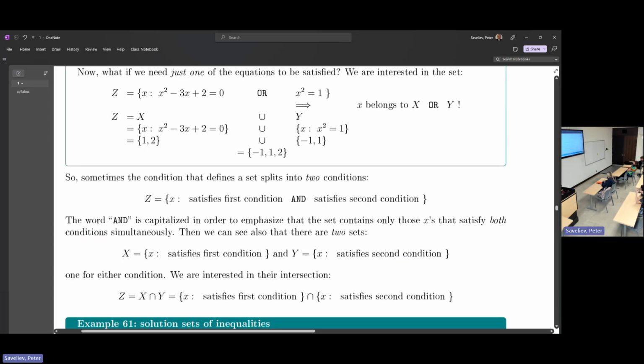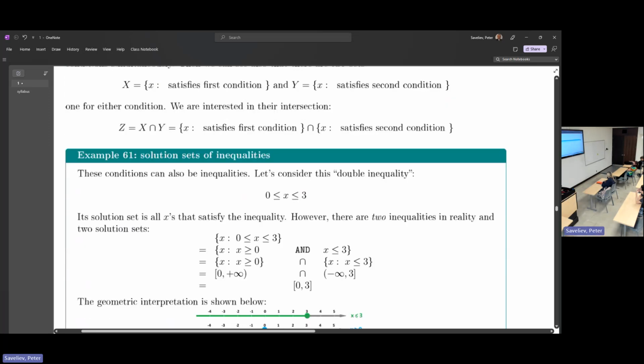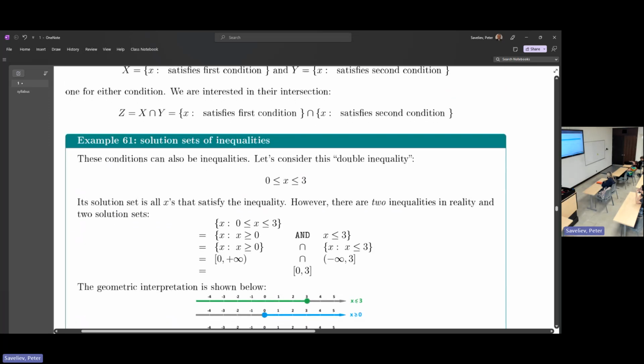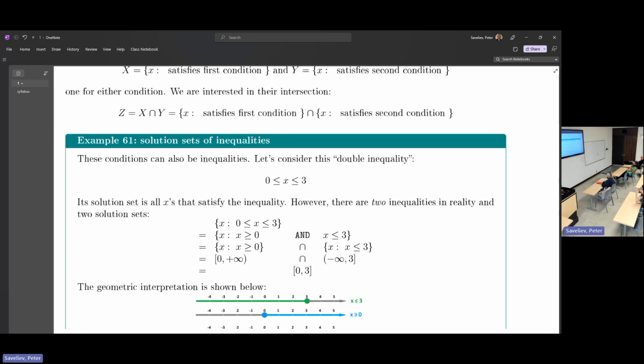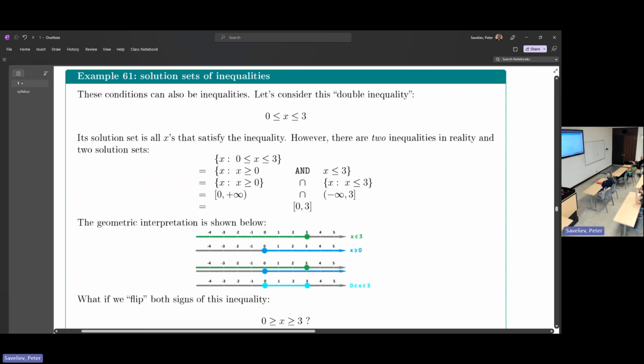Satisfies the first equation and the second equation, or satisfies the first or the second equation. Inequalities. We're not doing a lot of inequalities because they complicate things significantly, but they illustrate intersections very effectively.